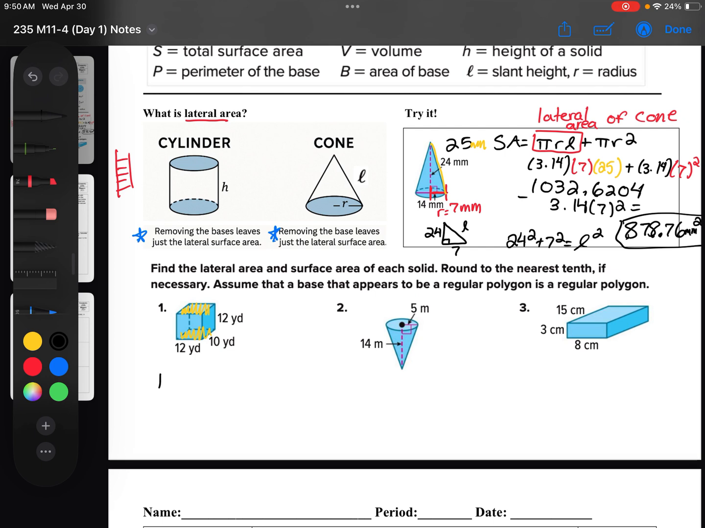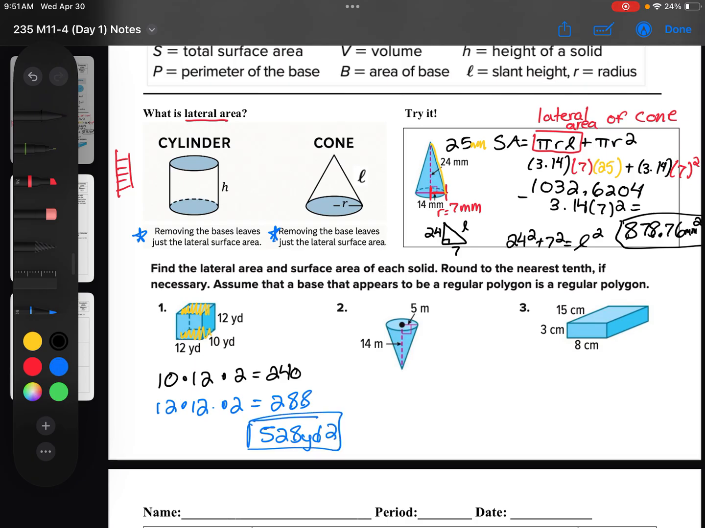So I've got 10 times 12, and there's 2 of those faces. So 10 times 12 times 2 is 240. So that takes care of this side and this side. Now I just need the front face here and the back face, which we know are the same size in a rectangle. So that one is going to be 12 by 12. And then there's 2 of those faces, so I need to multiply it by 2 as well. So the lateral area of those is going to be 288 plus 240, which is 528 square yards.